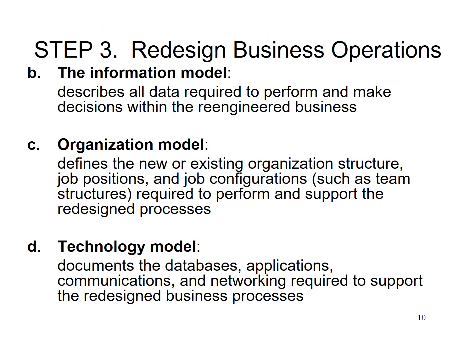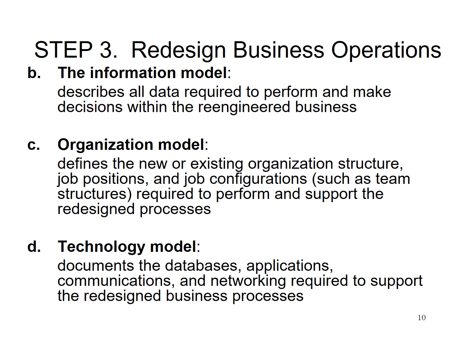The information model describes all data required to perform and make decisions within the re-engineered business. It is the what question actually. What are the data required to perform and make decisions for that particular business? So basically, let's say the data of the customers, the order products, the order ID, the mailing address, the billing address, the phone number, contact number of the customer, and then the name of the product, the description of the product. That is the information model.